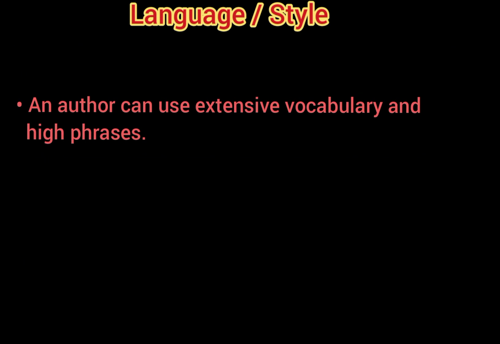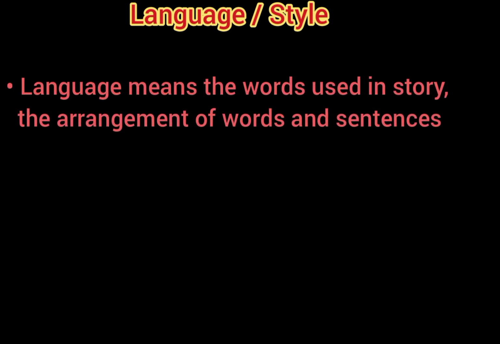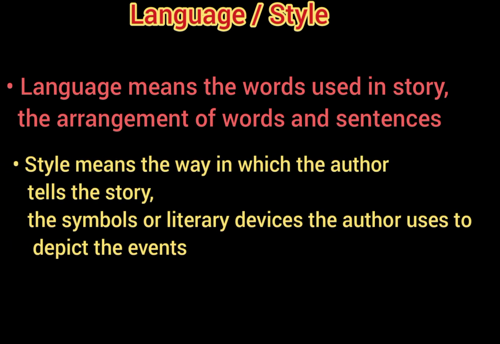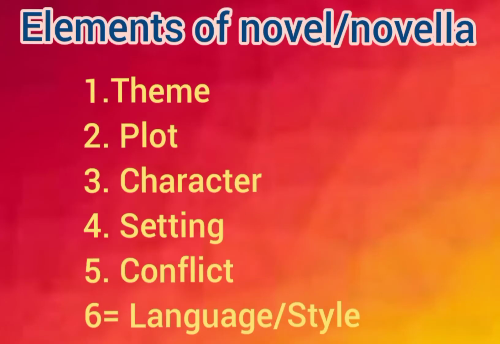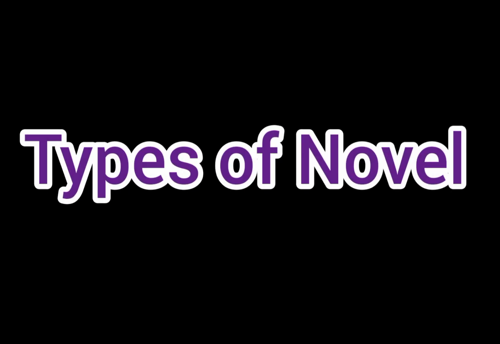Do you know the difference between language and style? Language means the words used in a story, the arrangement of words and sentences. Style means the way in which the author tells the story, meaning which symbols or literary devices the author uses to depict the events. We have seen elements of the novel. Now we shall turn to the types of novel.